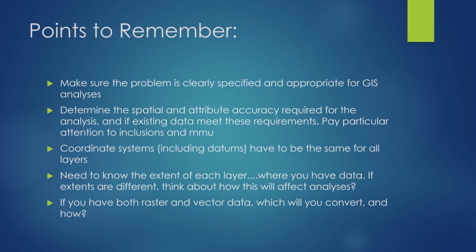All right, you need to know the extent of each layer. Obviously, your data has to overlap, has to be in the same area. Okay? If you're trying to do analysis in South Mississippi, you need to have these layers for South Mississippi. The layers that are included in your analysis. Where do you look for data?